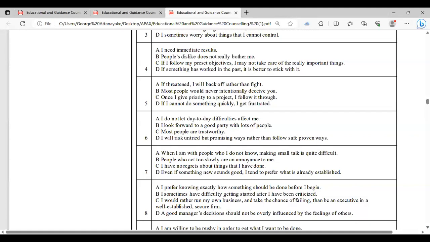Okay, what's your answer for 5? C. Once I give priority to a project, I follow it through. That means somehow or other, I will complete it. I won't stop on the way. Okay, number 6.